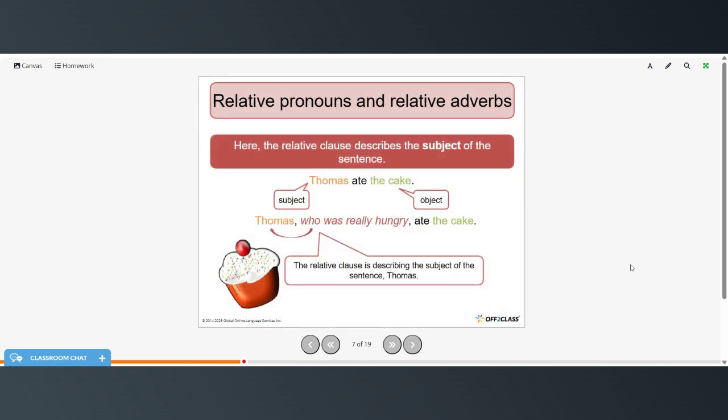Here the relative clause describes the subject of the sentence. Thomas ate the cake. Thomas, who was really hungry, ate the cake. So the relative clause, who was really hungry, is describing the subject of the sentence, Thomas.